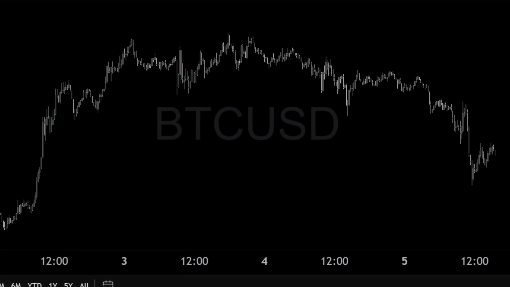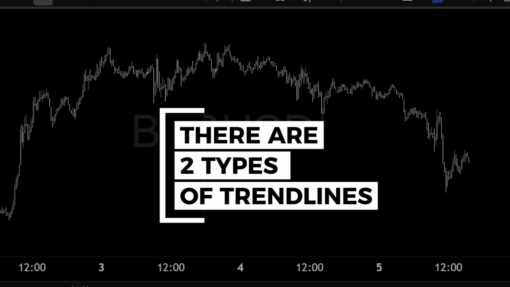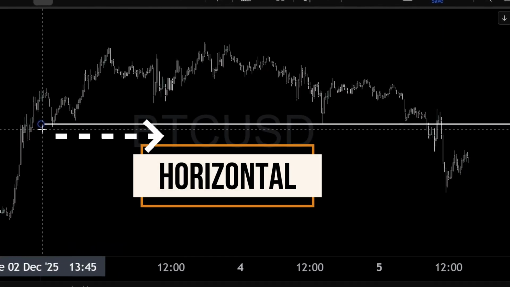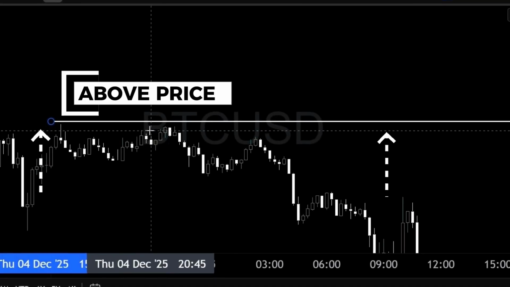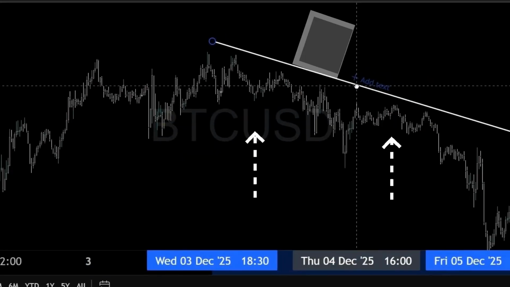First off, it's important to know that there are 2 types of trend lines. There are horizontal trend lines and diagonal trend lines. They can be drawn both above price action or below price action. Of course, the same thing goes for diagonal trend lines.